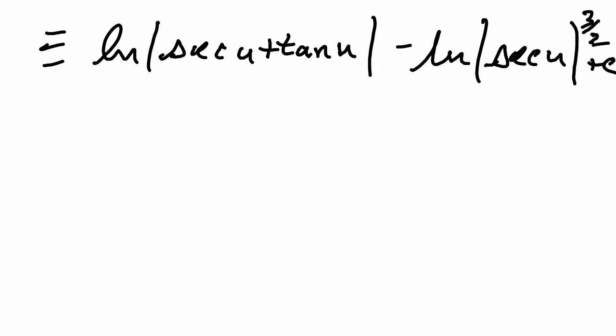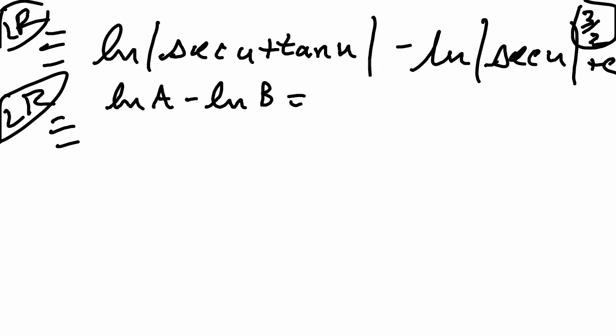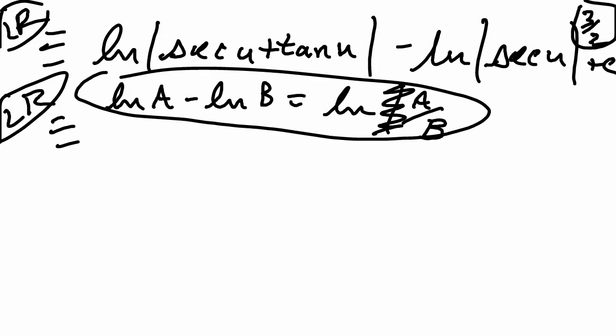So I'm actually using log rules to put that exponent there. But I'm also going to use log rules again. So I'm putting LR for log rules. If we have the natural log of a minus the natural log of b, how could we rewrite that? We could rewrite that as the natural log of, excuse me, I don't have the absolute values, a divided by b, right?